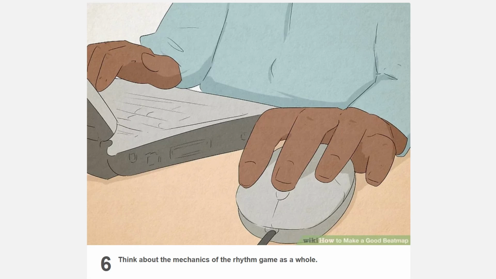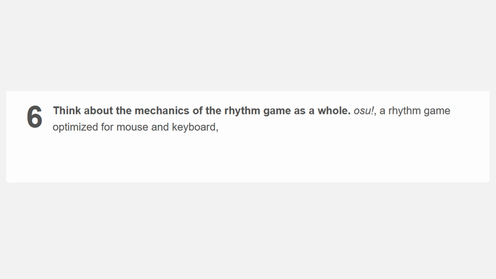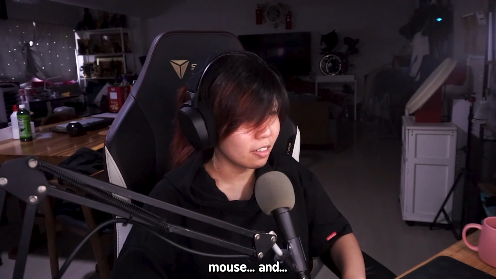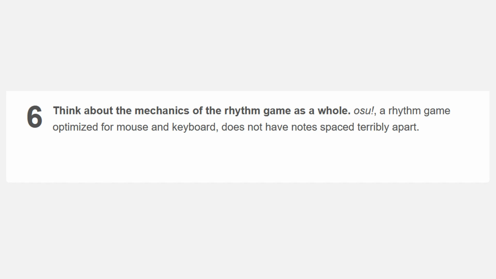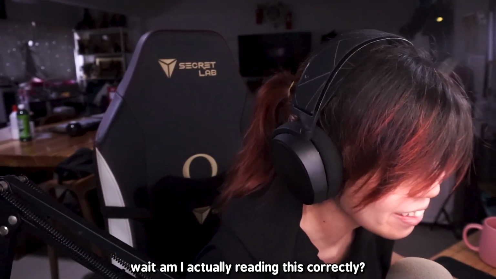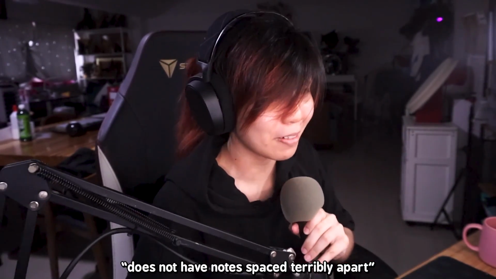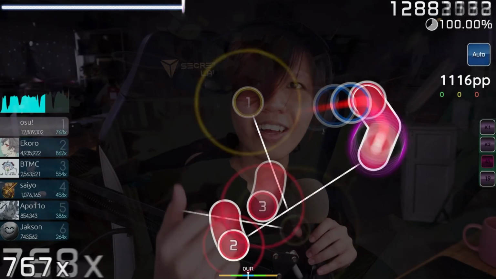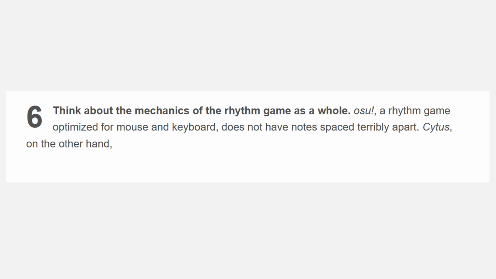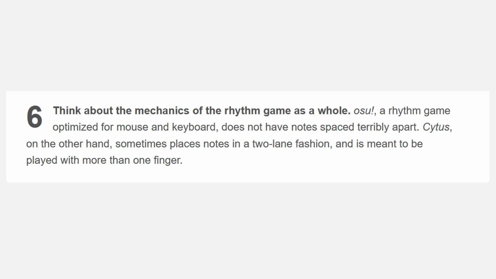Step 6. Think about the mechanics of a rhythm game as a whole. Also, a rhythm game optimized for mouse and keyboard. Mouse and... fair. Does not have notes spaced terribly apart. Wait, am I actually reading this correctly? Does not have notes spaced terribly apart. Okay! Sightless, on the other hand, sometimes plays notes in a two-lane fashion and is meant to be played with more than one finger.